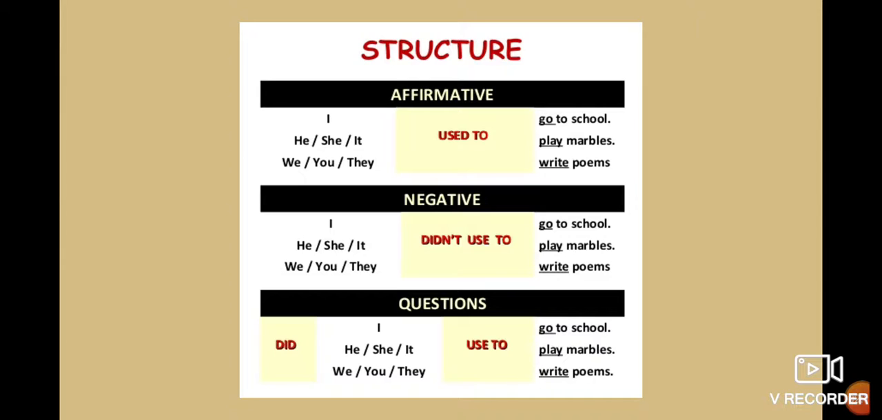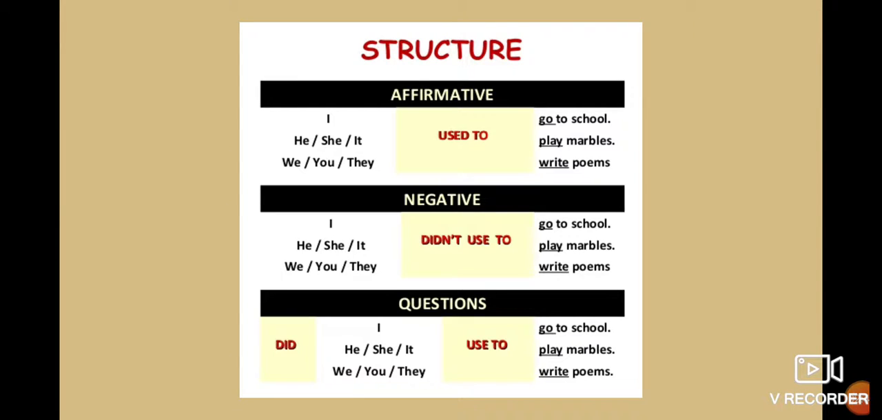And we can say, I didn't used to go to school. Yo no solía ir a la escuela. She didn't used to play marbles. Ella no solía jugar canicas. You didn't used to write poems. Tú no solías escribir poemas. Okay, so this one continues the action in past, but in this case we use a negative structure.